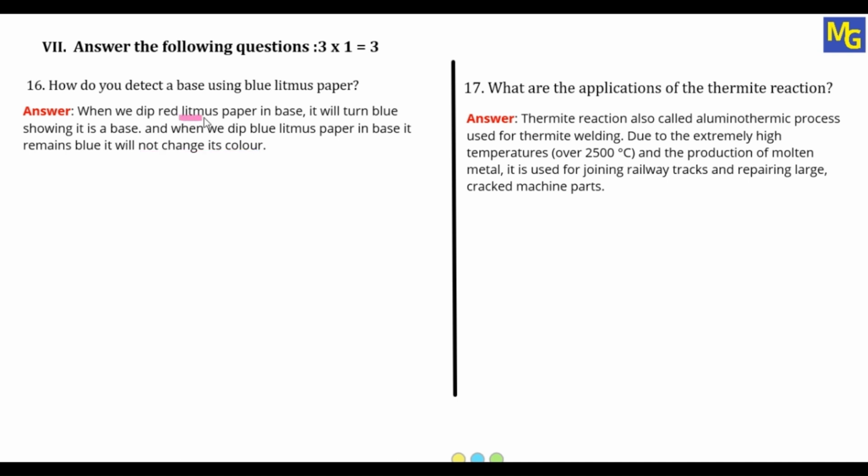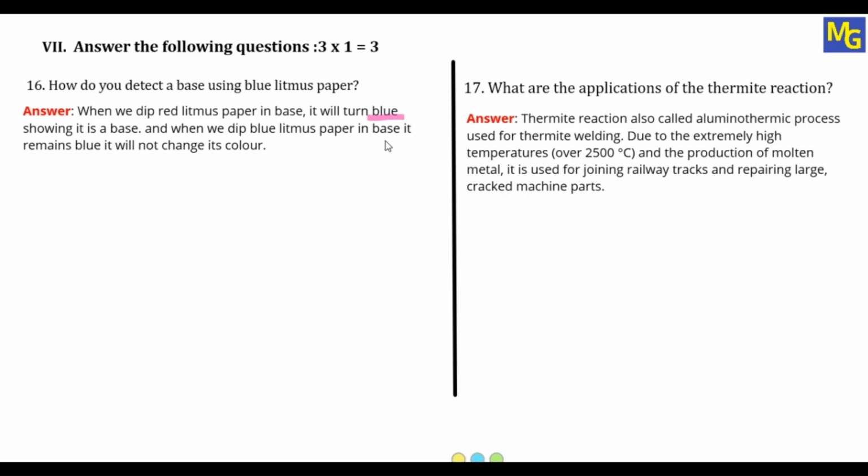Actually, what is litmus paper? Litmus paper are the papers which are used to check if it's an acid or a base. We have 2 types of litmus paper, one is red and one is blue litmus paper. So red litmus paper, if you dip in base, it will change its color to blue. Once it changes its color to blue, we should understand that the solution is base.